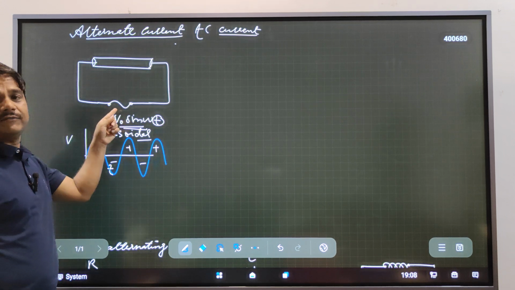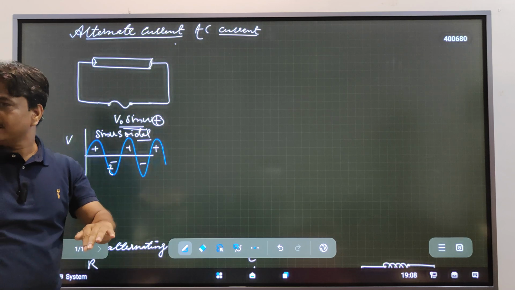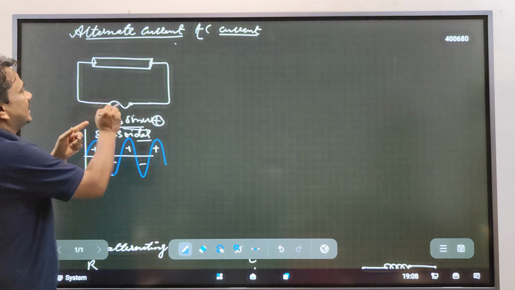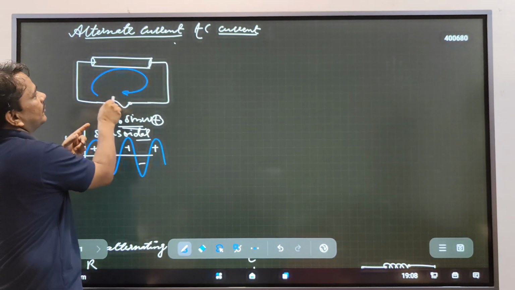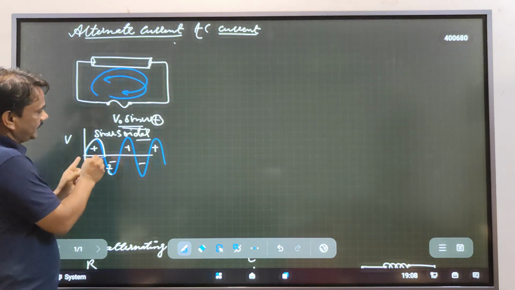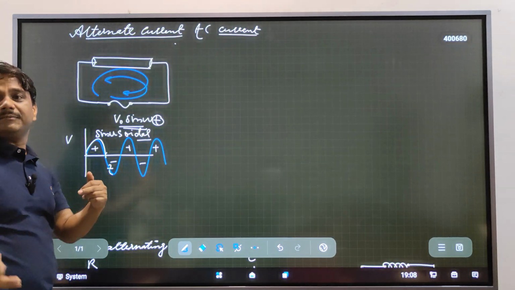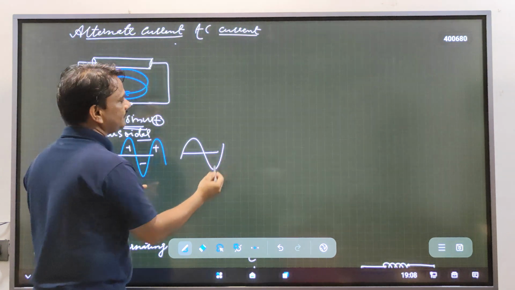So when we apply this alternating voltage across a conductor, what will happen? Current will start flowing. In what manner? First the current will flow in this direction, and second the current will flow in this direction. It means for a half signal the current will flow in one direction, and in the next half the current will flow in the back direction.